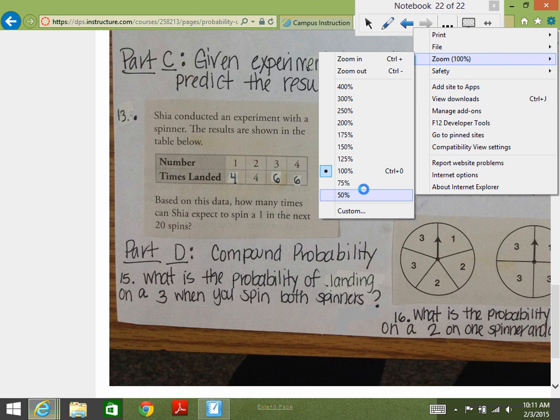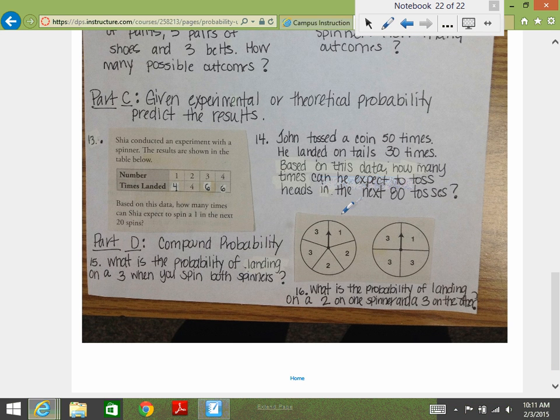This one's a tricky one, kind of. John tossed a coin 50 times. He landed on tails 30 times. Based on this data, how many times can he expect to toss? There's a kicker right there. What's it asking about? Heads, not tails, in the next 80 tosses.